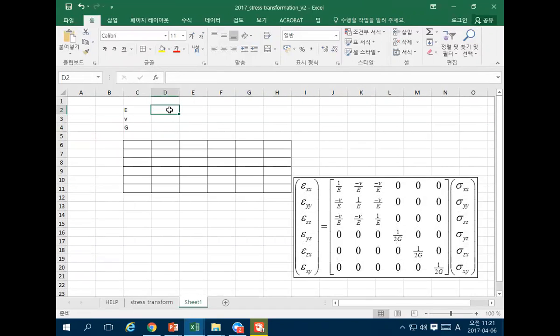So this one, let's say we're gonna enter values for Young's modulus E and nu and G. To give this one a name, we give a name E. We give a name V here. Here, this is the corner where we define the name. Okay.